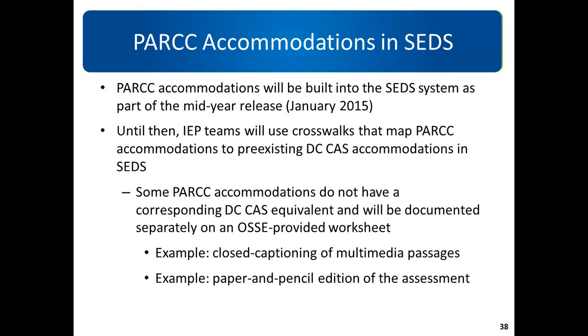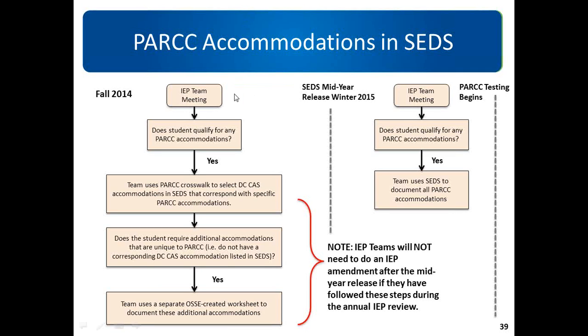And so just as a reminder of how this might affect you, right now it's the fall. If you have an IEP team meeting right now, you are asking yourself, does the student qualify for any PARCC accommodations? If they do, then you will use the crosswalk to make sure you are checking the right button in SEDS for the DC CAS accommodation that maps to that same PARCC accommodation. And then you're asking yourself one more question. Are there any additional accommodations that are brand new that this student might need? Again, the example of that might be closed captioning or a paper and pencil option.